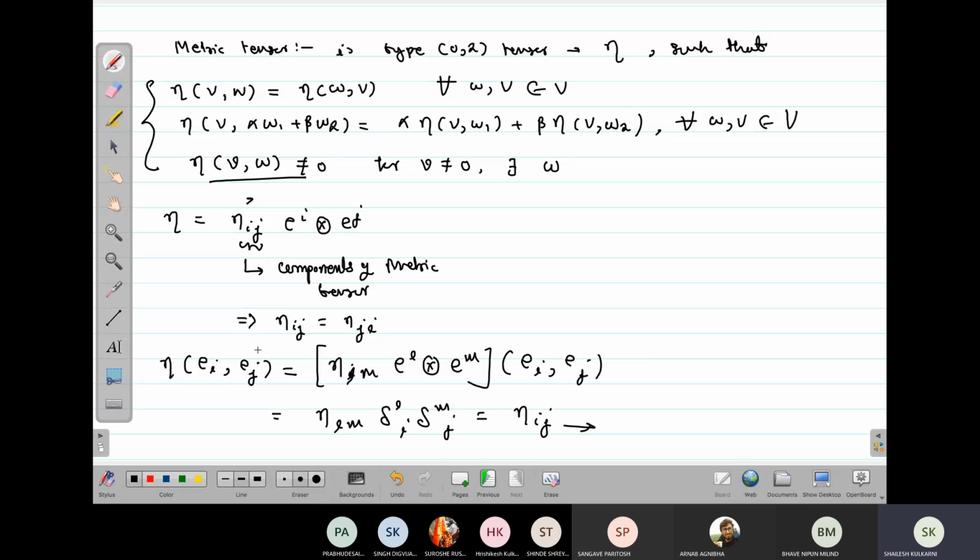So basically, to calculate the action of the metric on these two vectors, you need only the definition of the inner product. Once you know the inner product, you are actually giving me the action of the metric on two basis vectors. For example, suppose you consider R3 with the usual inner product.